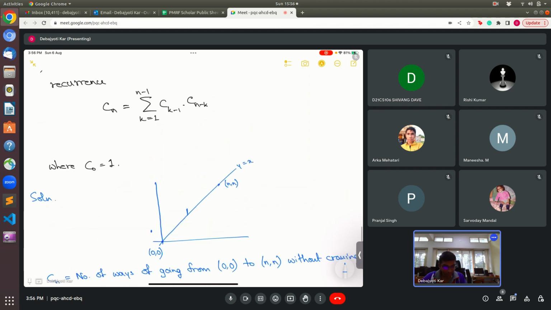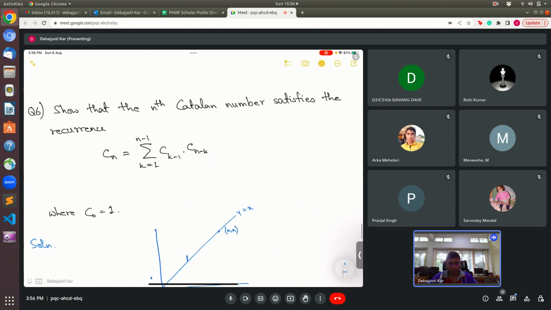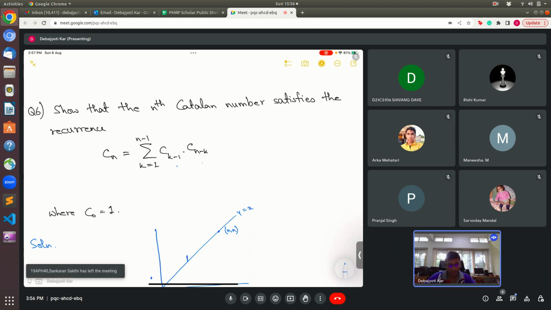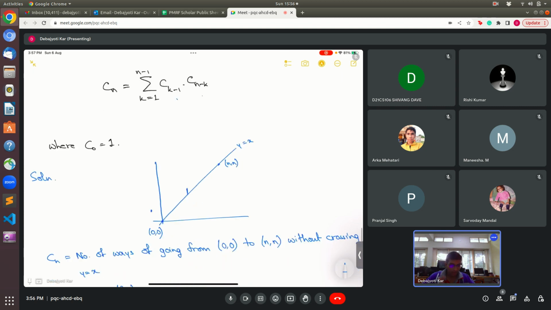But here the question asks to show that Cn satisfies this recurrence. That is, Cn can be written as summation k equal to 1 to n, C k minus 1 times C n minus k, wherein you define C0 equal to 1. We need to show that the Catalan number satisfies this recurrence. We have to go by the definition of the Catalan number, that is the number of ways in which you can go from 0, 0 to n, n without crossing y equal to x.